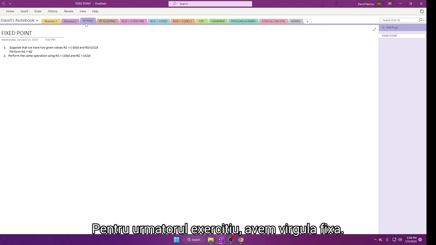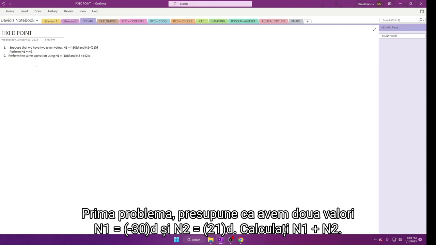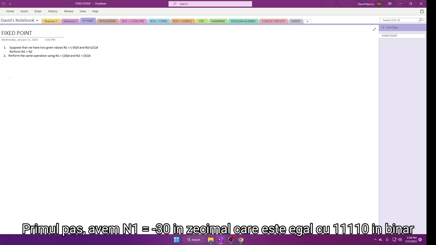Next we have fixed point. The first problem says, suppose that we have two given values, n1 being minus 30 in decimal and n2 being 21 in decimal. Perform this equation. First step, let me zoom in a little bit please.